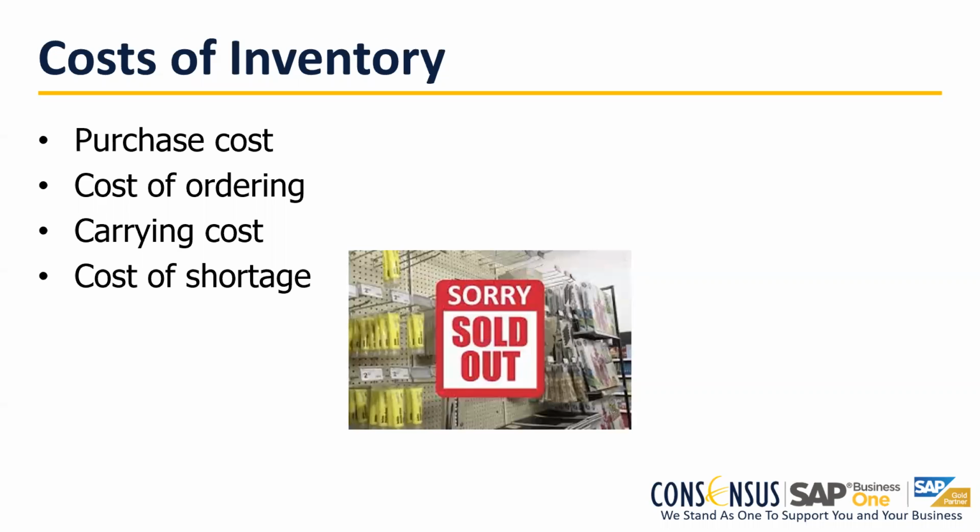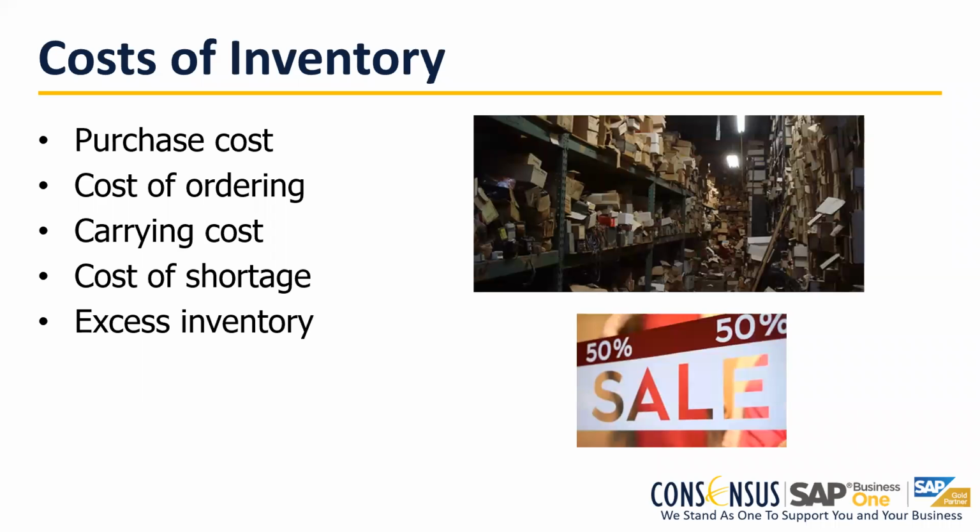As I mentioned before, the cost of shortage, I run out of inventory. What is my cost? How much money am I losing, for example, not being able to deliver goods to my customers? What is the effect that it has on customer service? How can I keep track of that? How many occasions have I run out of inventory and that has affected the service level to my customers?